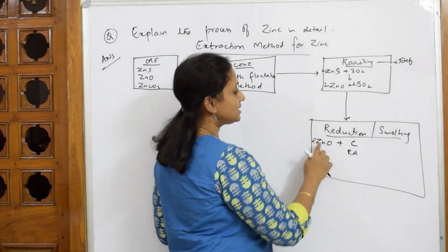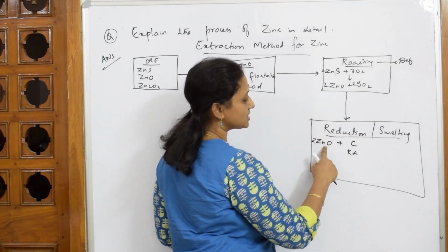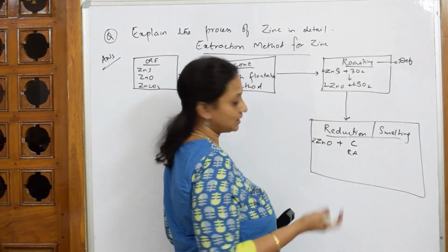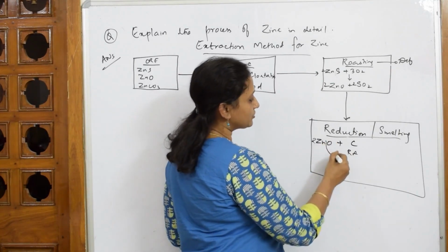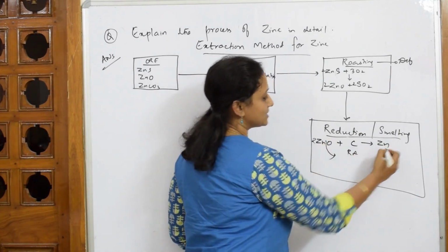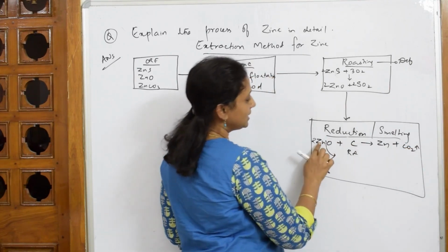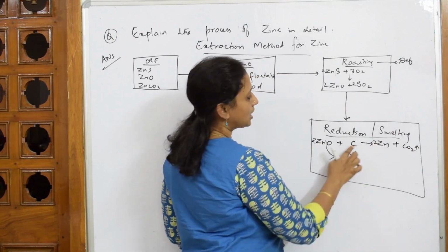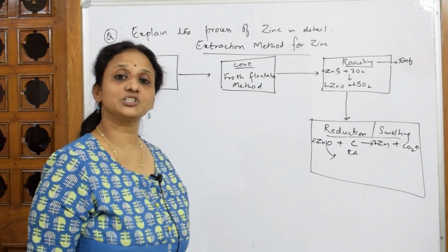Now I said smelting or reduction is a process of converting oxides to metals. So reduction is nothing but loss of oxygen. So this oxygen is lost from here, and what do I get? I get zinc. What else do we get? We get carbon dioxide. Just see zinc, 2 moles here. Carbon with oxygen gives carbon dioxide gas. So this is your reduction process.